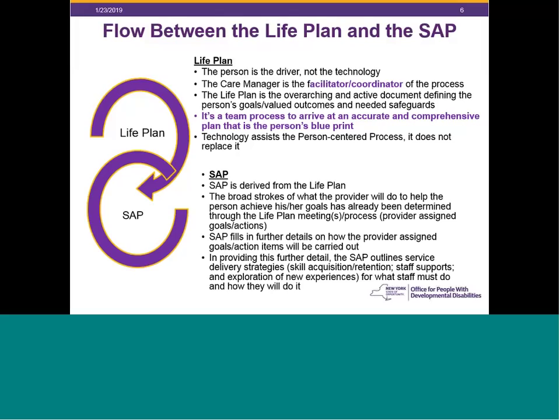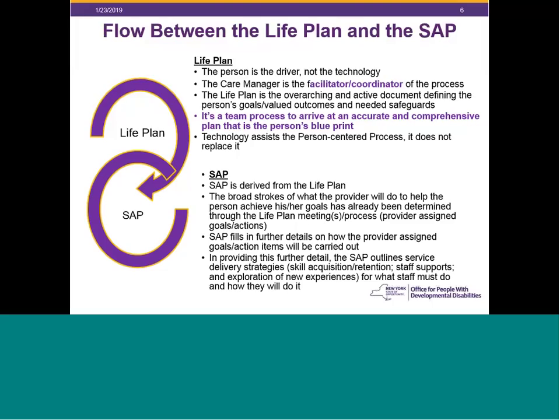The staff action plan fills in details beyond what's identified in the life plan so that it can more specifically identify the how. How will the goals and action items be implemented in a way that's meant to achieve the ultimate goals and safeguards that the person has in their life plan? So those two pieces of the puzzle work so closely together.